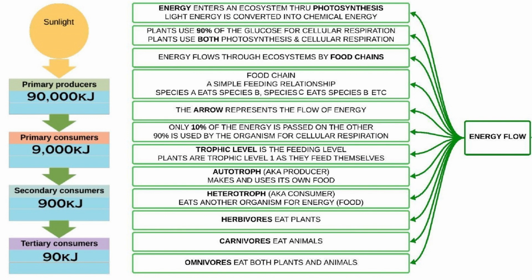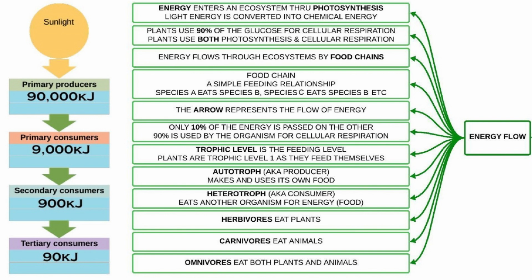Next, we're going to energy flow. Energy enters an ecosystem through photosynthesis. This is where light energy is converted into chemical energy in the form of glucose. Plants use 90% of the glucose that they make for cellular respiration. So plants use both photosynthesis and cellular respiration. That's why they're called autotrophs or self-feeders.